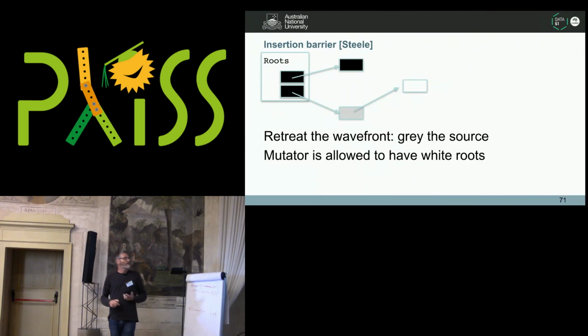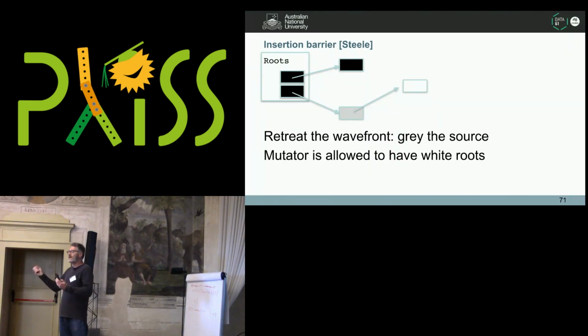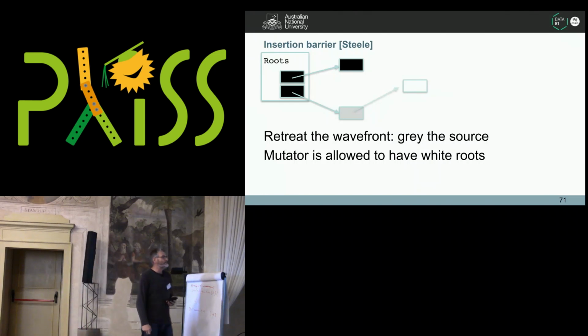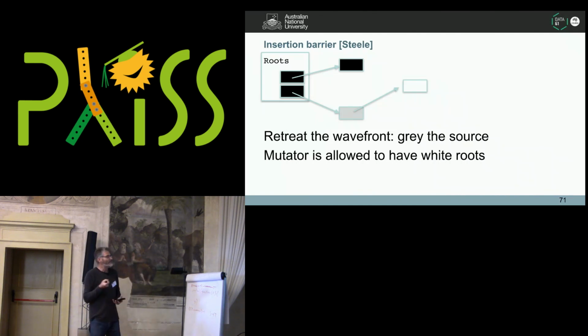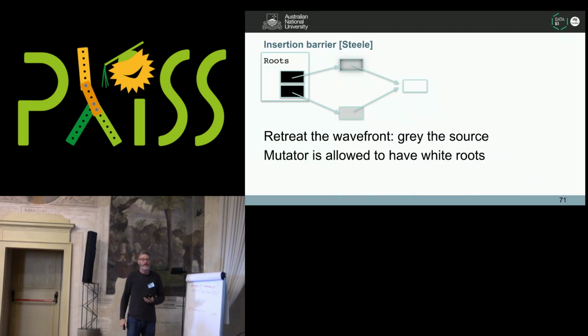OK, so the basic notion here is that within this situation that we saw before, what we're going to do is when we store that white reference, we're going to retreat the wavefront. We're effectively going to take the black object into which we stored the white reference and turn it back to gray. And now the collector says, oh, are there any gray objects out there? If there are, yes, there are. I'm going to pick that up and I'm going to process it. So in this case, the mutator is allowed to have white roots, where the root mutator can follow this reference to the gray object, pick up that white reference, load that into a local variable, and then store it into the black object. And the action of storing is going to revert that black object to gray. And this preserves this strong invariant.